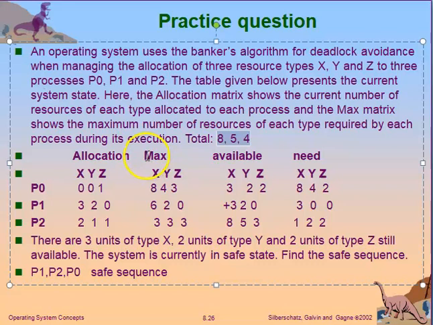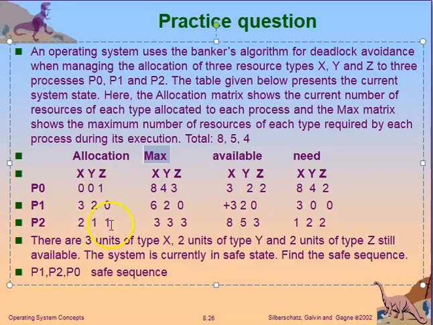Similarly, we have been given the maximum resources which will be required, and that is given for each of the processes for each resource. So this is an n by m matrix where n is the number of processes and m is the number of resources. Similarly, allocation is also an n by m matrix. So this information is given to us. Now what we will do is we will add the allocation of all processes.